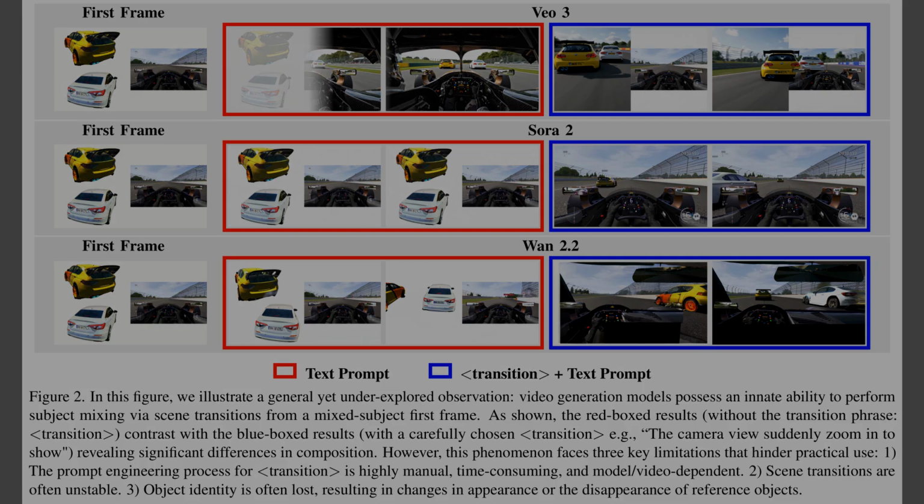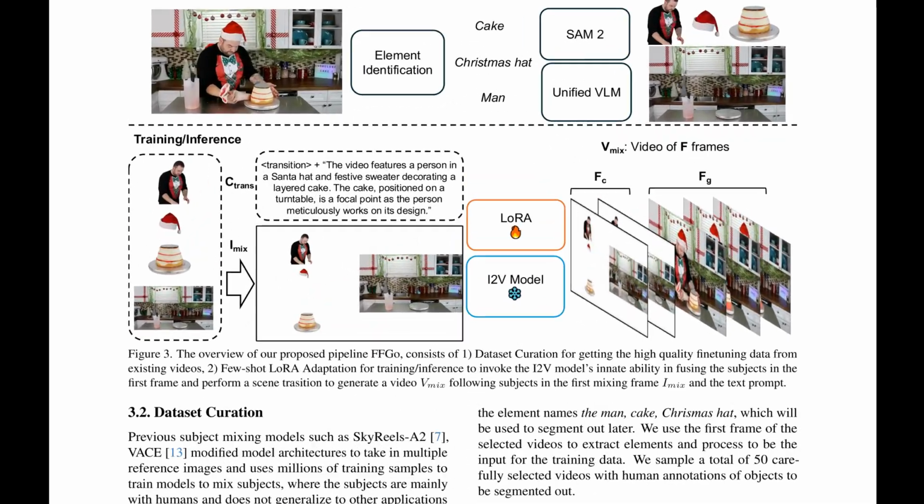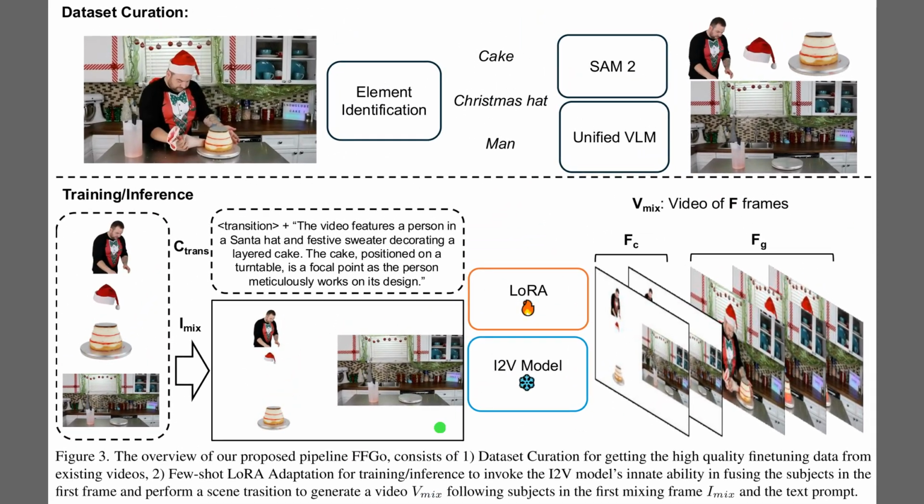or change identity. Figure 3 lays out how FFGo turns raw videos into a training signal and then into customized outputs. The top row shows dataset curation, where unified Vision-Language Models and the SAM2 segmenter identify elements like the person, cake, and hat, and extract clean cutouts plus backgrounds. The bottom row illustrates training and inference, where the mixed first frame and a transition-style caption adapt a pre-trained image to video model through lightweight LoRA updates to produce the final customized video.